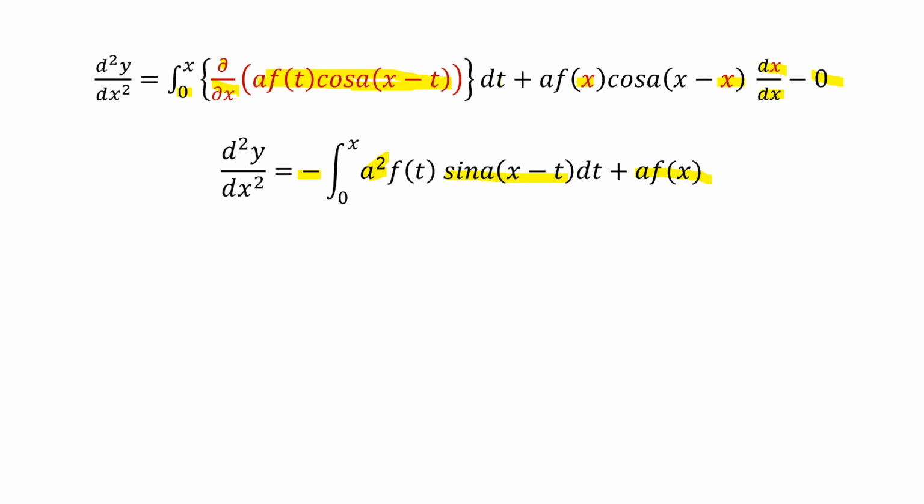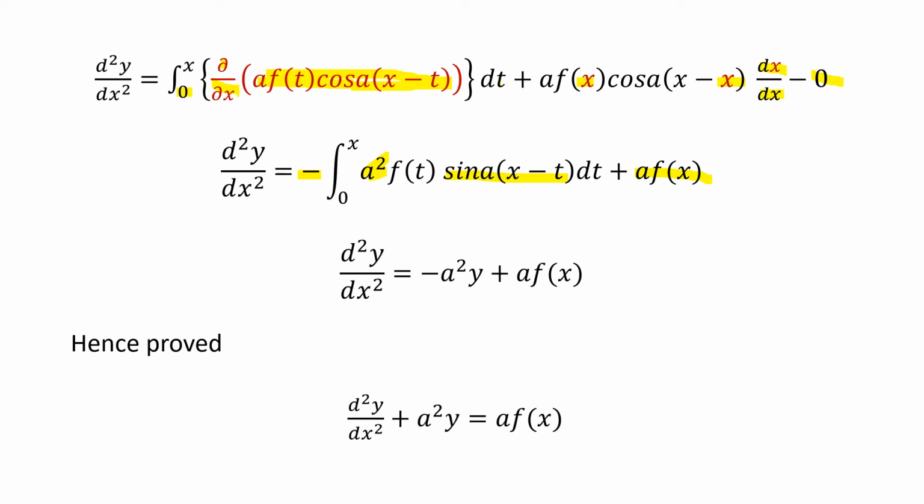Now if we take this a square outside of the integral, then the remaining integral is y. We already have y given as the integral 0 to x of f of t sine of a(x minus t) dt, so we replace it again with y. So we get d2y by dx square is equal to minus a square y plus a f of x. We take the a square y term to the left hand side. So d2y by dx square plus a square y is equal to a f of x, which we had to prove.